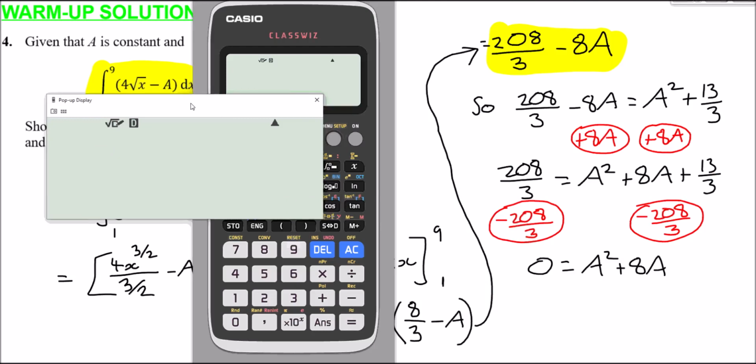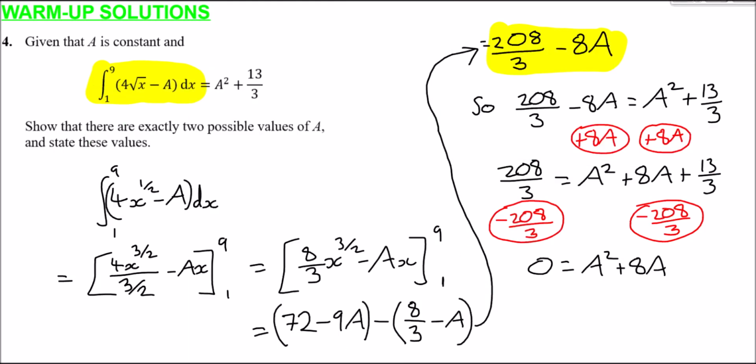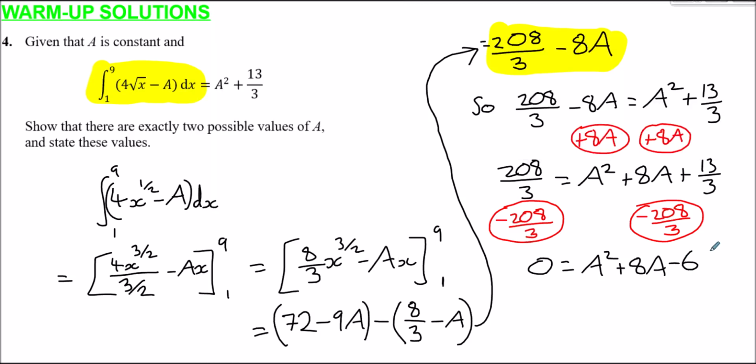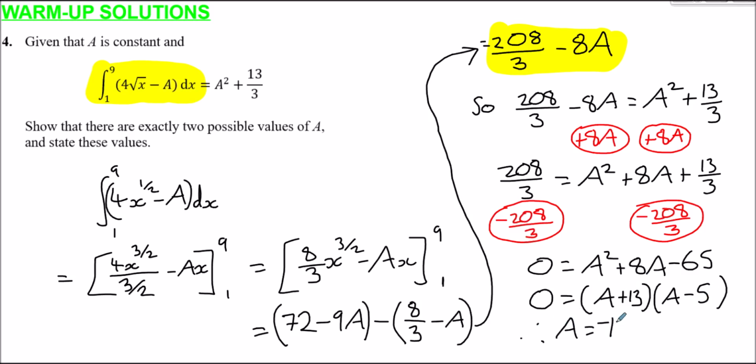Well, I had that 208/3 on my calculator here, so I can just take away that by pressing minus answer. So 13/3 minus 208/3 gives me minus 65. Now if you want to, you might be able to crack this on a calculator, but because it's a show-that question, it's probably worth investing the time showing a clear algebraic method. Now this will factorise. There are two values which will multiply together to give minus 65 and will add up to 8. And those two values are positive 13 and negative 5. So we've clearly shown there are two values of a at work, and therefore these two values of a are that a equals 13 or that a equals 5.